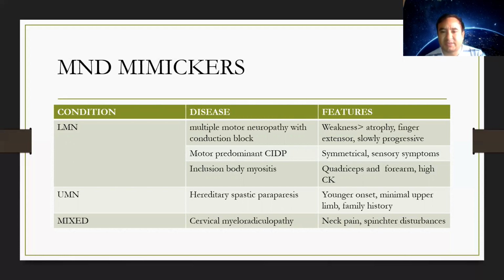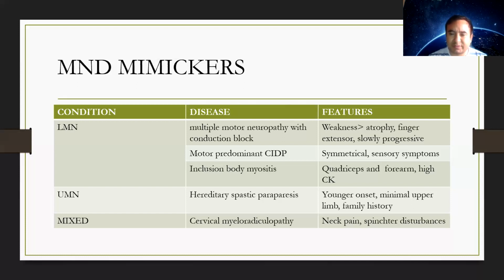Though CIDP may have both motor as well as sensory features, if it is a motor predominant CIDP, it can mimic the MND. The difference of CIDP from motor neuron disease is that the symptoms of CIDP are usually symmetrical. It involves both proximal as well as distal muscles, and there is some degree of sensory symptoms in CIDP.